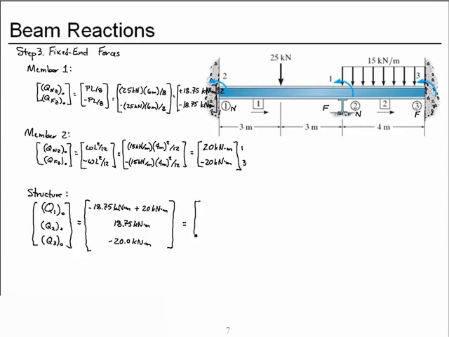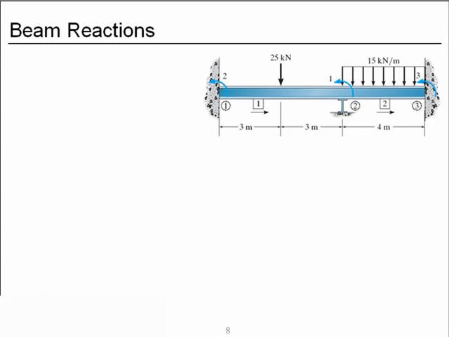When we add these, we get a positive 1.25 kilonewton meters, 18.75 kilonewton meters, and a minus 20.0 kilonewton meters. Those are the fixed end forces for the entire structure. We now have all the information we need to apply the stiffness method to find the deformations.